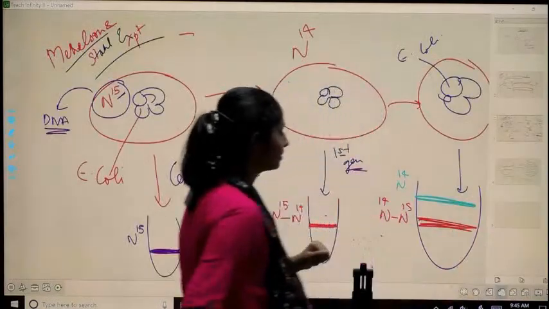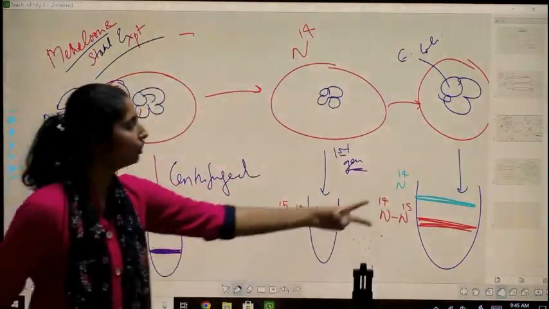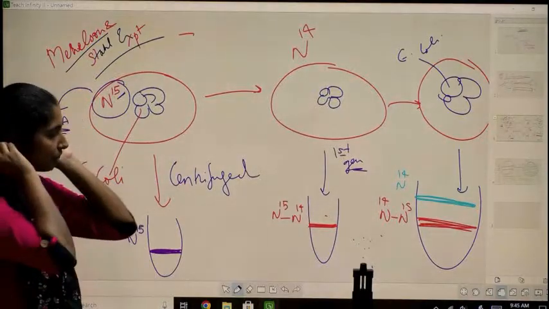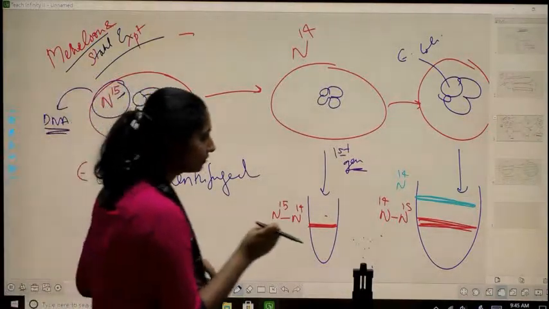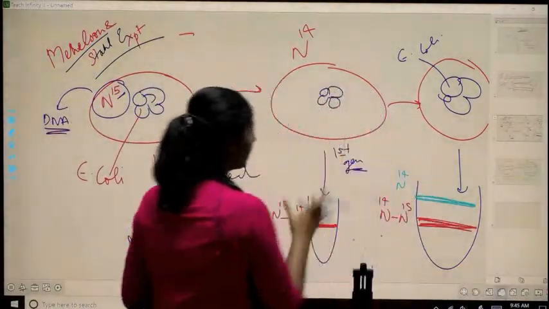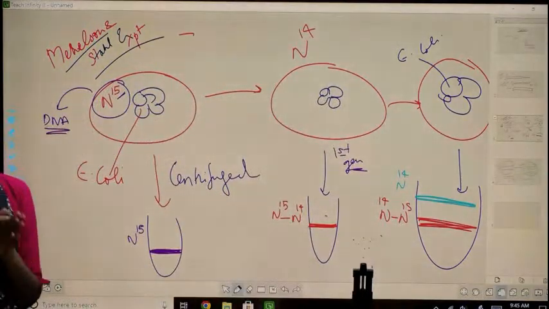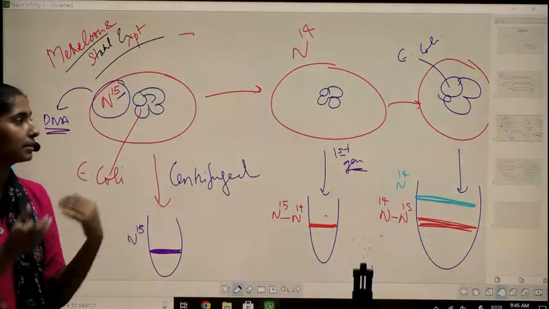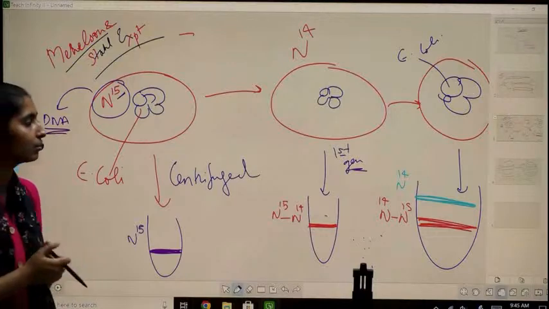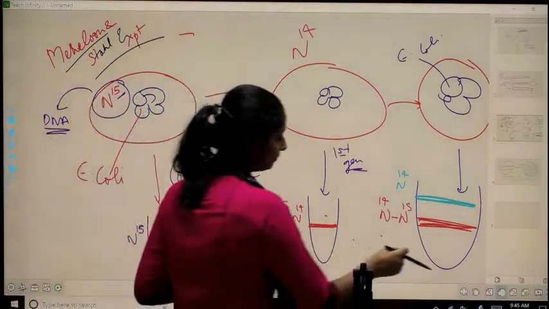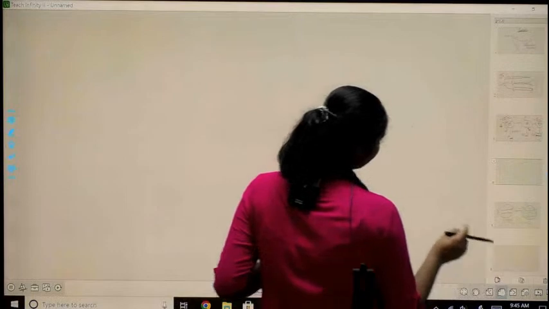So that's the result. At the end, we were getting two bands. A heavier band and a lighter band. So this experiment proved the fact that DNA was semi-conservative. It was semi-conservative replication that DNA was following, right?